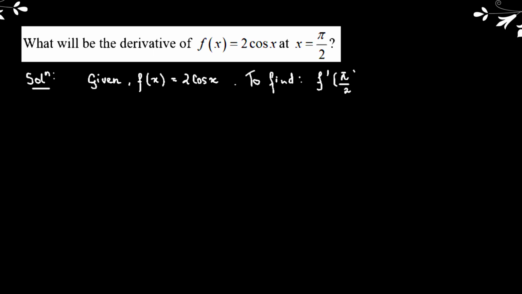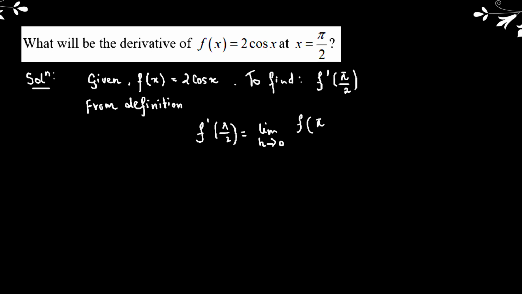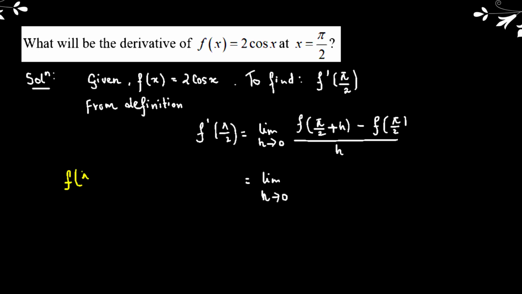So we know from definition that f prime of pi over 2 will be equal to the limit as h tends to 0 of f of pi over 2 plus h minus f of pi over 2, divided by h. So we need to quickly determine the value of f of pi over 2, so that will be equal to 2 cosine of pi over 2.